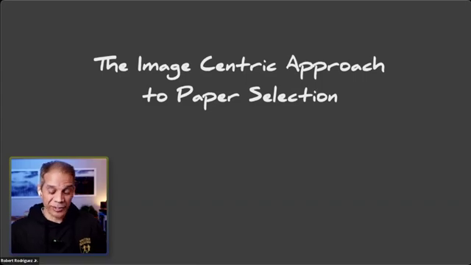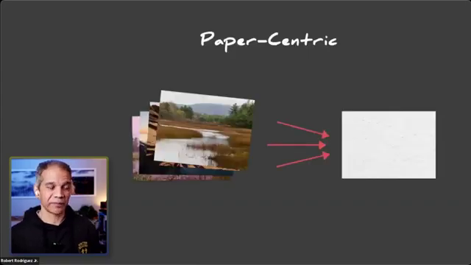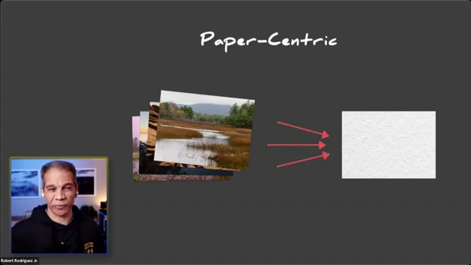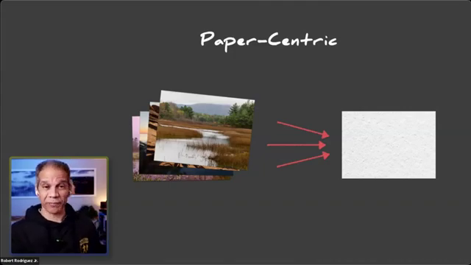The approach that I actually started with when I began my photographic journey was the paper-centric approach. It seemed more straightforward, right? You pick a paper or you look at a couple of different papers. Gee, I want to make prints. Here are a few papers that I can choose from. Which one do I like best? Which one do I think will give me the best quality? Whatever that means, but that's how we start.